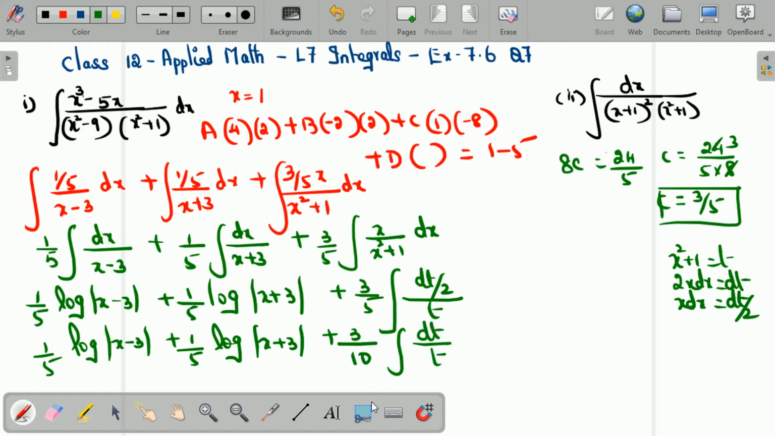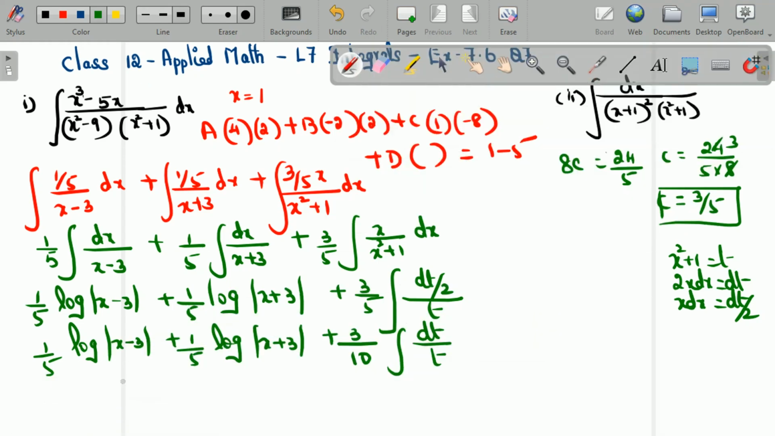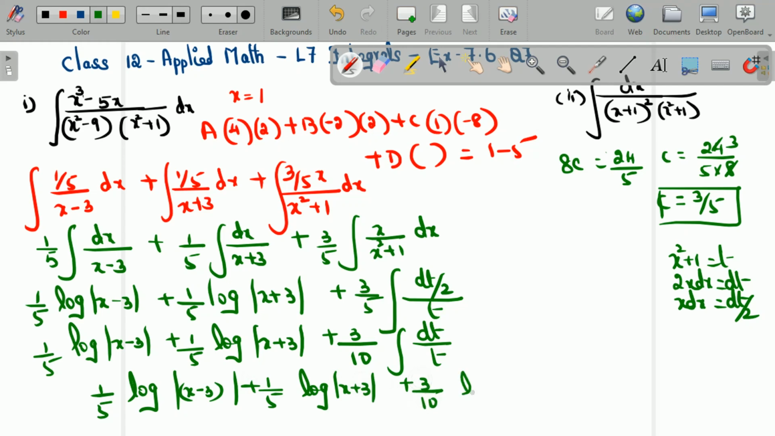In the next step, we can directly integrate this part. So this is going to be 1 by 5 log of x minus 3 plus 1 by 5 log of x plus 3 plus 3 by 10 log of t, which is going to be log of x square plus 1, plus c. So now let's take up the second subdivision in this question.